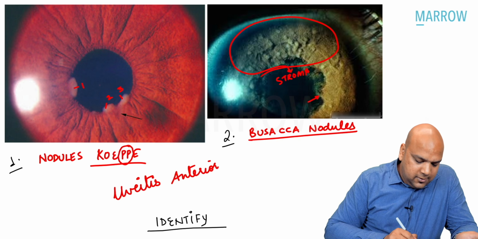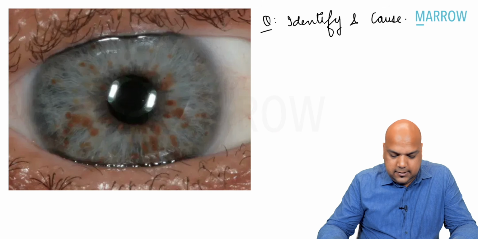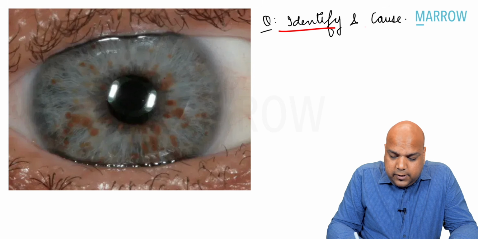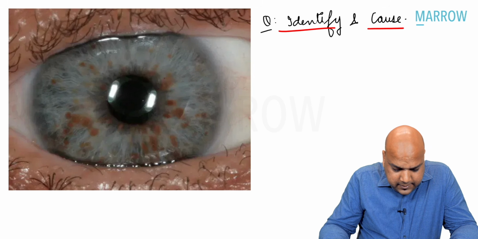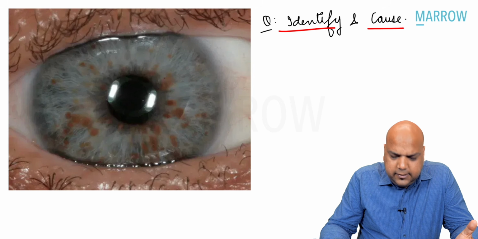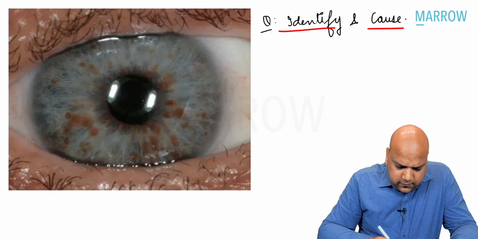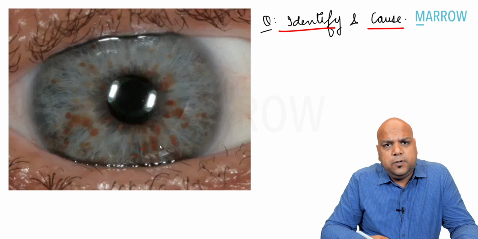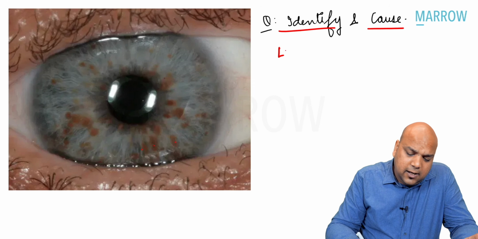Yes. Now, moving on, guys. Another image. Okay. These are also nodules. We've been asked to identify and find out the cause. So we can again see it's a light colored, gray colored iris. And we can see a lot of brown nodules in the stroma. So are they also Busacca nodules? No, they are Lisch nodules.